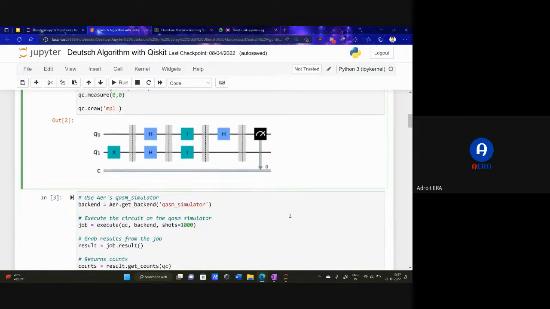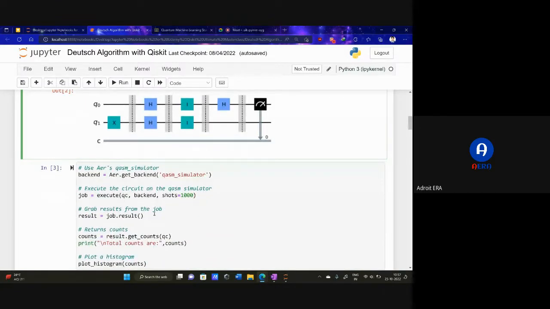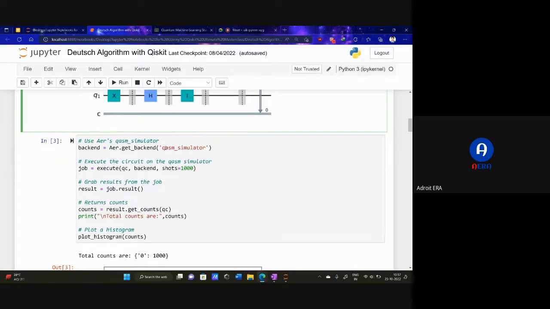Now we use this code you are already familiar with, so I'm not going to go through it, just very briefly. We define our backend, so basically our simulator. You can take Aer or Quasar or anything. Both simulators operate the same way. And then you execute the circuit on the simulator, so basically taking your circuit QC and executing it on the backend. Backend is what? Your simulator. For how many times? For 1,000 times.